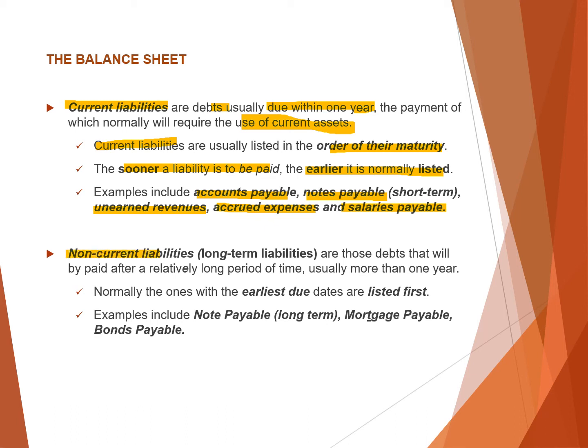Next is the non-current liabilities or long-term liabilities. Ito yung mga utang na paid for a long period of time, usually more than 1 year. Now, the ones with earliest due are listed first. Examples are notes payable, mortgage payable, and also bonds payable.